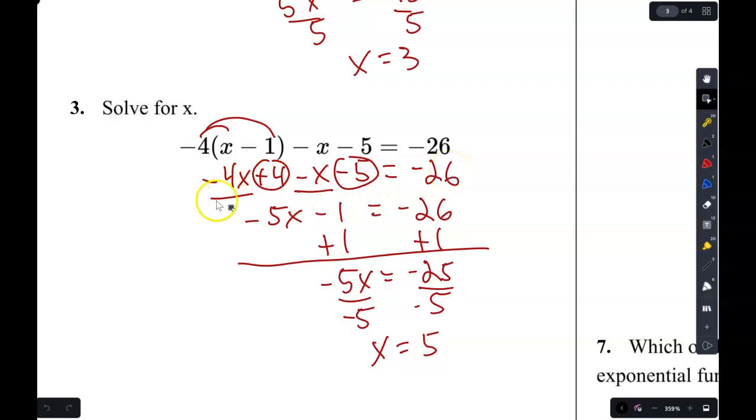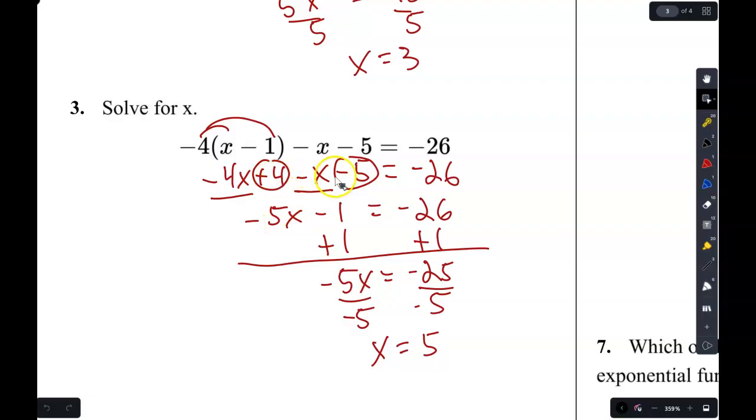Now, the reason I got these things circled and underlined is because we're looking for like terms, everything that has the same variable to the same exponent, and everything that's just a number. And we're going to combine like terms, just simply adding them. So we got negative 4 and negative 1. Same sign, find the sum. 4 plus 1 is 5. They're both negative. Keep it negative.